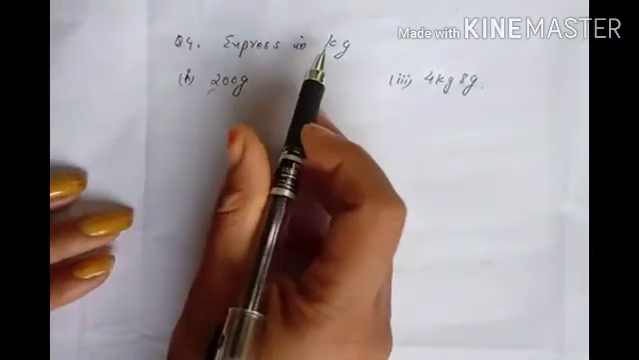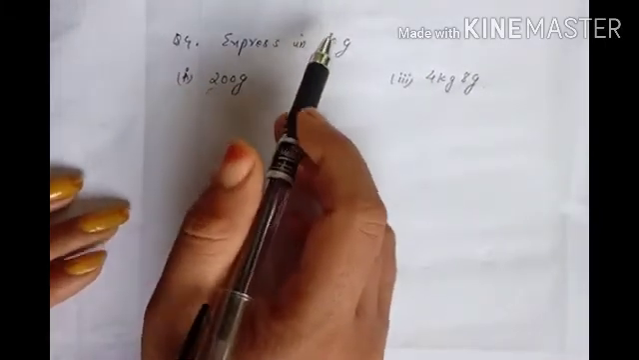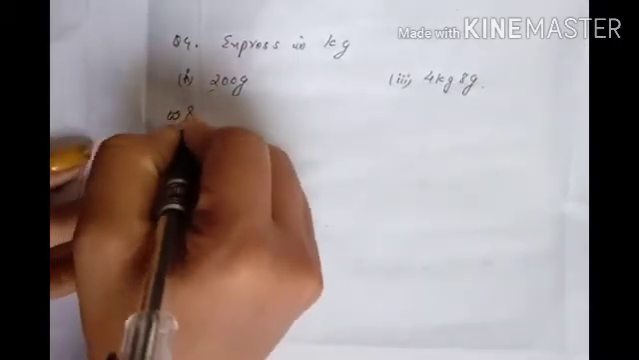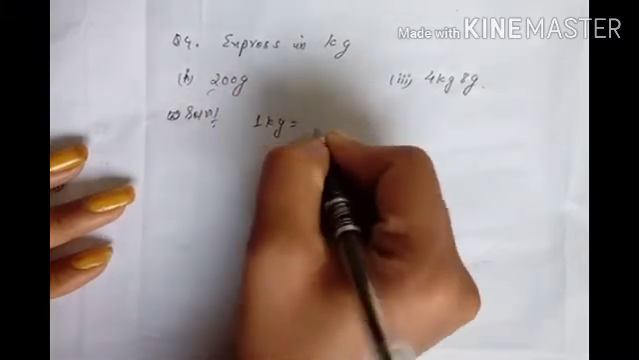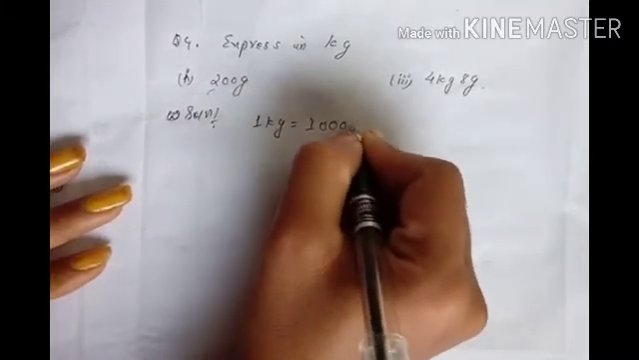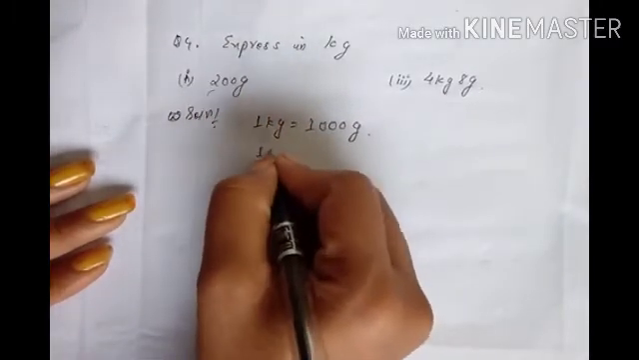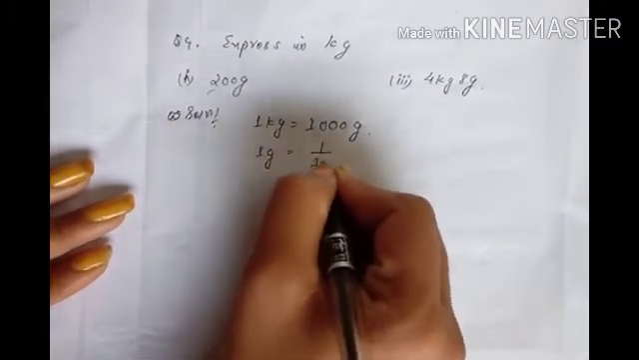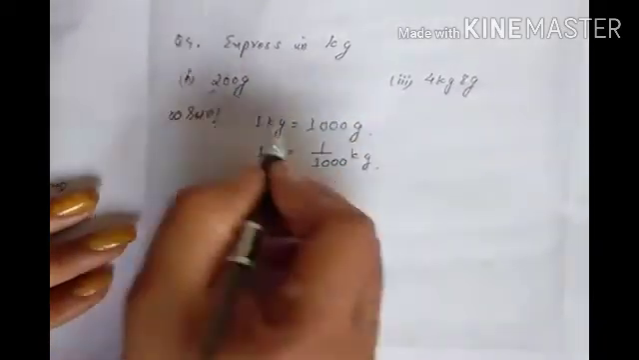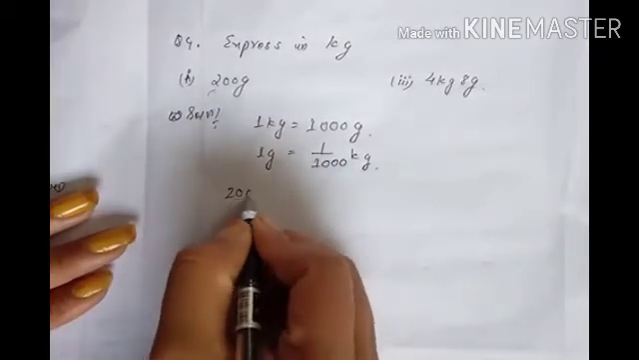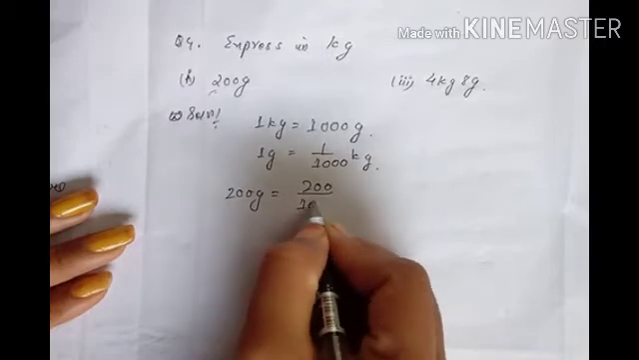Question 4, express in kg. Now here 200 gram. Gram you have to express in kg. And we know this relation also, isn't it? 1 kg is equal to how many grams? 1 kg is equal to 1000 gram. Now you will convert gram to kg, isn't it? Small to big. So 1 gram is equal to 1 upon 1000 kg. That means you will divide this by 1000. So 200 gram is equal to 200 divided by 1000.